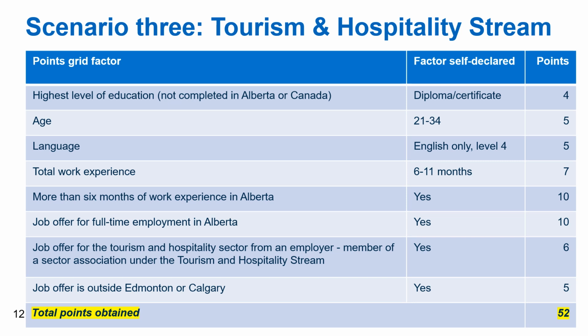does not expire before 1 month from the date of the draw, stream eligible National Occupation Classification Code, job offer for full-time employment in Alberta, job offer for a tourism and hospitality sector member employer, and work experience of 6 months or more in Alberta. In this case, the individual would receive an invitation to apply.